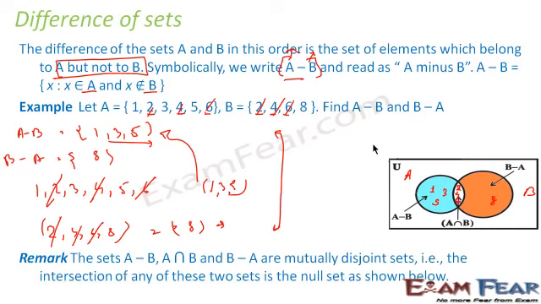Also one more thing we can note here is that A minus B and B minus A are mutually disjoint sets. That is, there is no common element. So the set 1, 3, 5, which is A minus B, and the set 8 are mutually disjoint. That is, if you do an intersection of the blue one and the red one, what you get is the empty set.